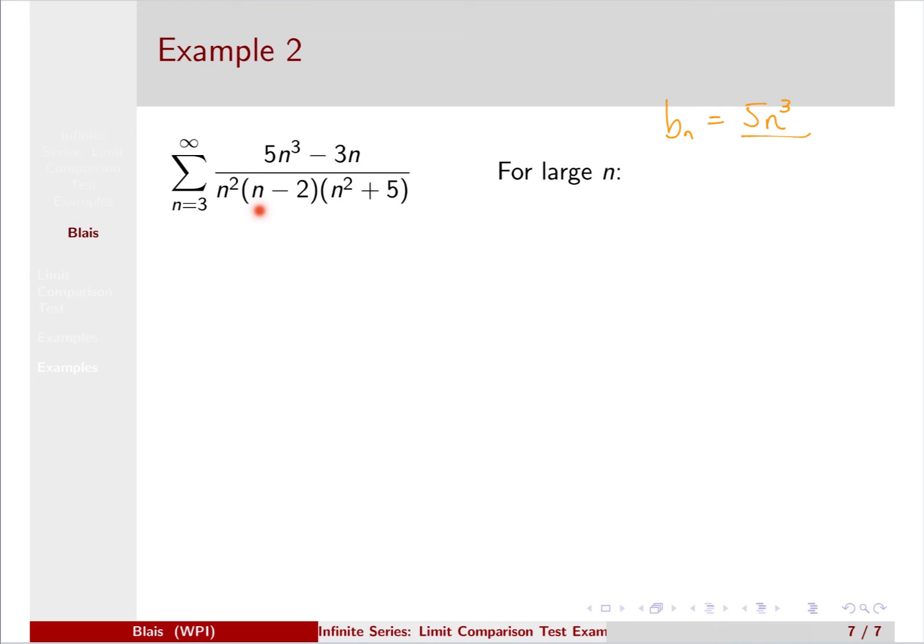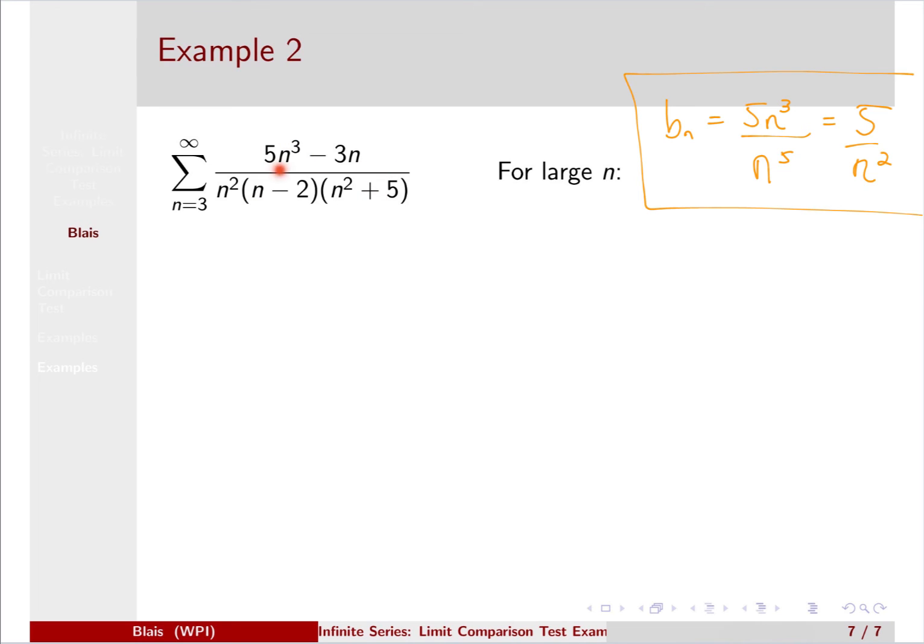And in the denominator, really to get the dominant term, we would have to multiply this out. We would have to FOIL out the bottom, and we see the dominant term would be n squared times n squared, or n to the 5th. So this sum, as the terms get larger and larger, the terms will look more and more like 5n cubed over n to the 5th, or 5 over n squared.